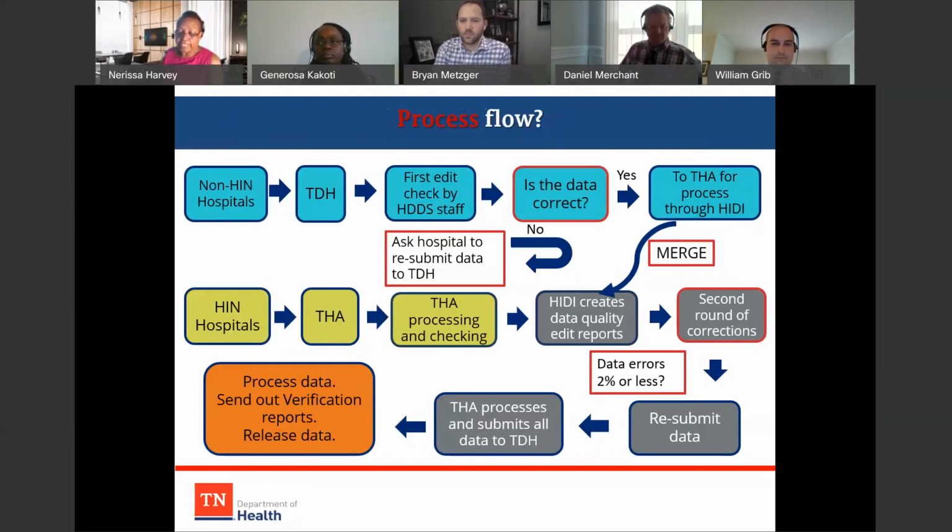Once all non-HIN data is submitted correct, then we send it on to THA, and the edit reports are created. THA then sends us back the edit reports for that quarter. After all corrections have been satisfied, corrected and resubmitted from the edit reports, HDDS receives all HIN and non-HIN data from THA, and we start the quarterly provisional reports on through the final reports.